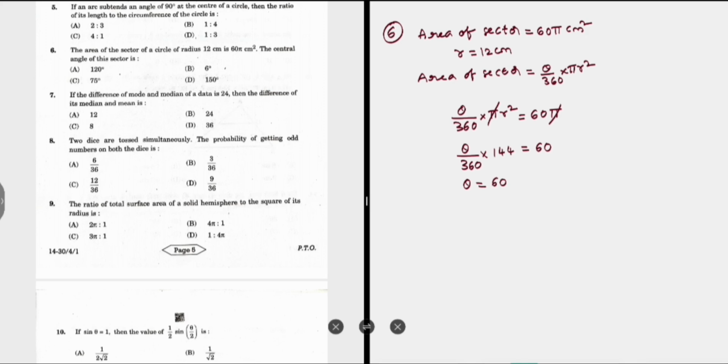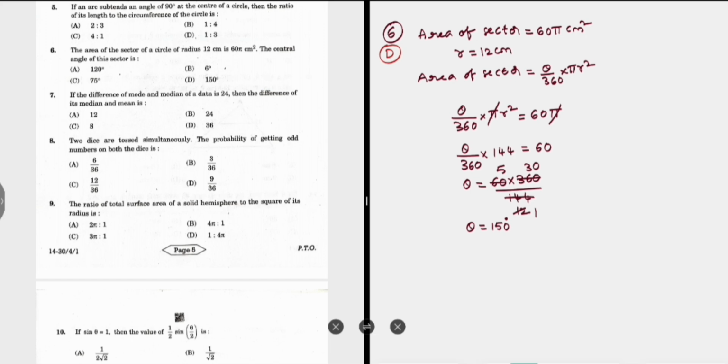is equal to 60 into 360 by 144, because it will become reciprocal. After sending that side, 144 will be divided, 360 will be multiplied. Now by the 12 table, 12 12s are 144, 12 5s are 60, and here 12 1s are 12, 12 30s are 360. So theta is equal to 5 into 30, which is 150 degrees. 150 degrees is option D. So question number 6 is option D.